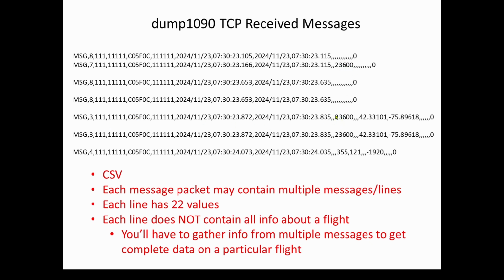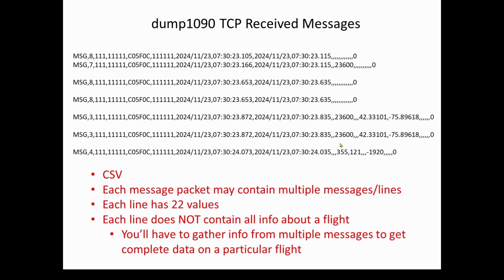And then here's another message. It's got, hey, that's got a 23,600, but it's also got these other values. And if you think about it, that could be latitude and longitude. So there are different message types, and the different message types can have different data associated with them.